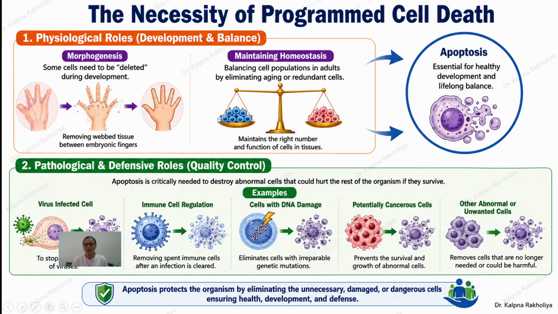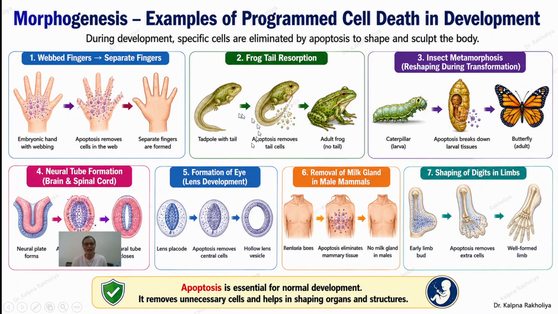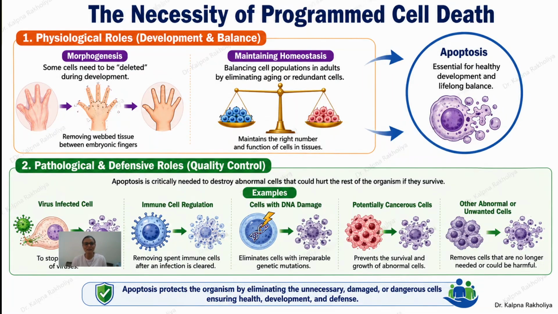This morphogenesis has several different examples. We already discussed webbed fingers that are converted into separated fingers. In the same way, in a frog, when it is in the tadpole stage, it has a tail, but once it is converted into an adult frog, the tail disappears or is removed by this apoptosis process. These are several different examples of how apoptosis is involved in the morphogenesis process.